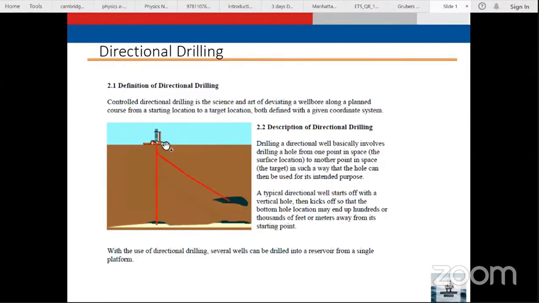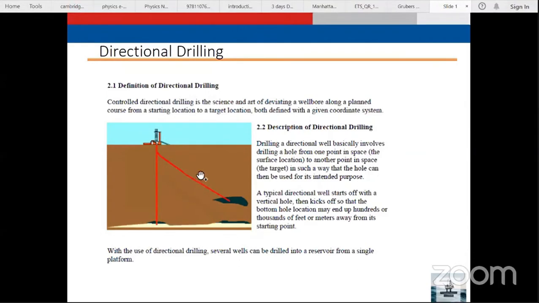As you see in this picture, this is the surface location. In the ordinary or conventional manner, we drill vertically to a target beneath the rig. But in directional drilling, from the same location, we can drill to another target that has a horizontal displacement between the surface and target location.